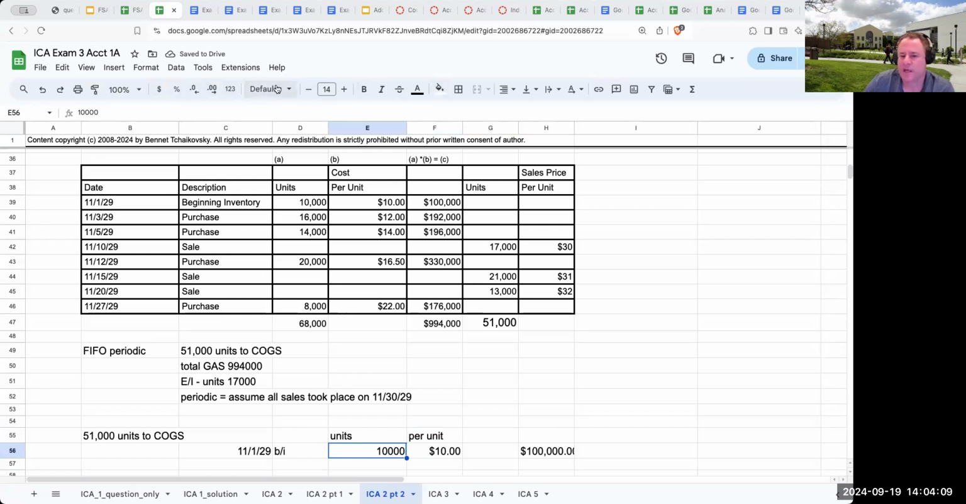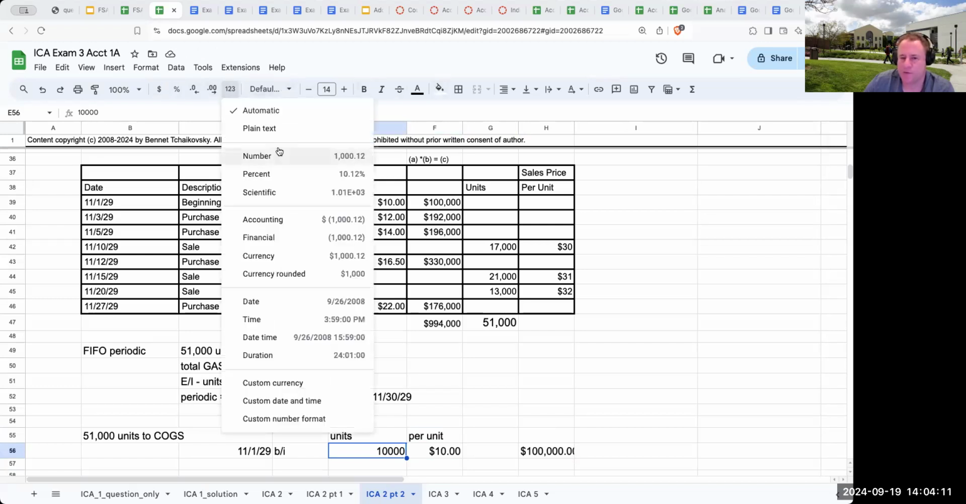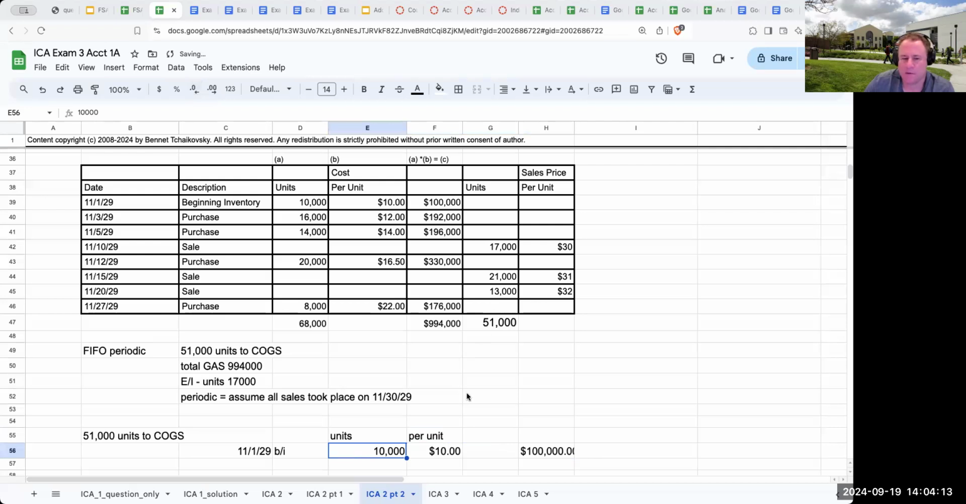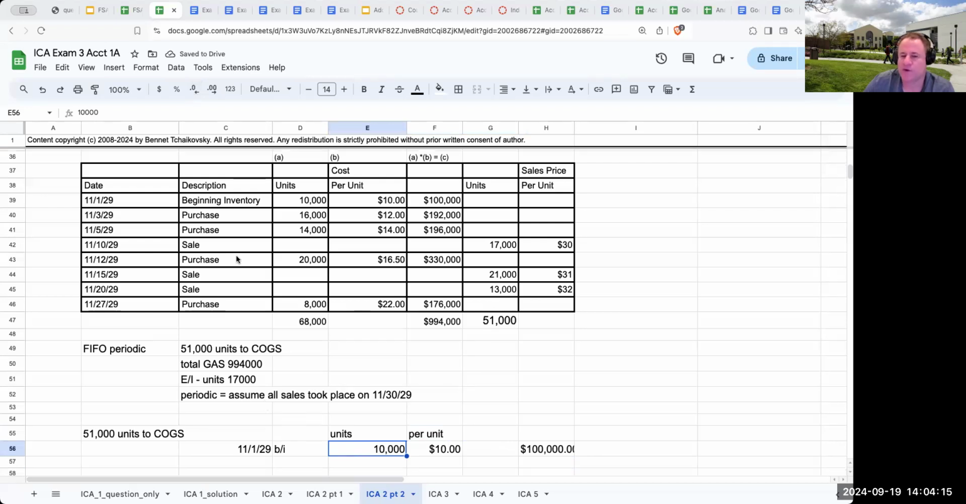Once I assign these to cost of goods sold, they are no longer in my inventory, so I'm going to remove these. They're gone. Let's go to the next one. I still need 51,000 units and I have 10,000 so far. Go to the next date of purchase, 11/3/29.